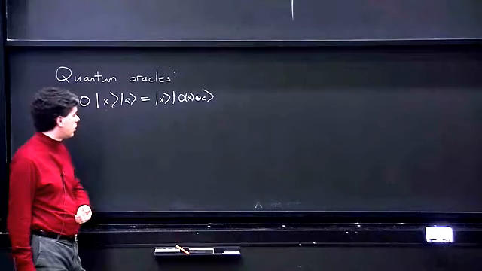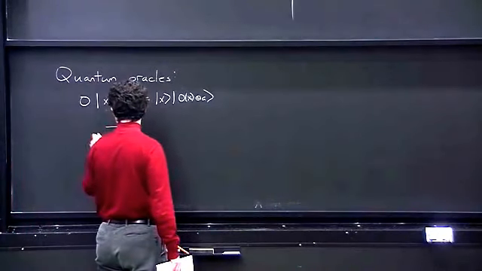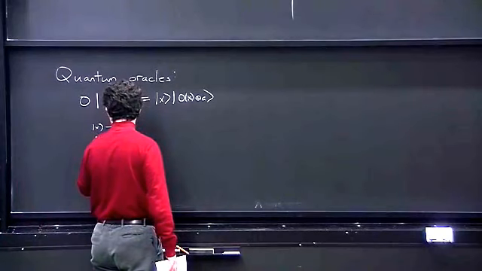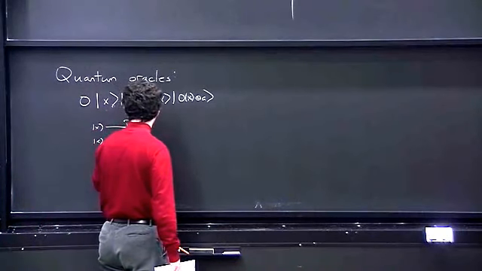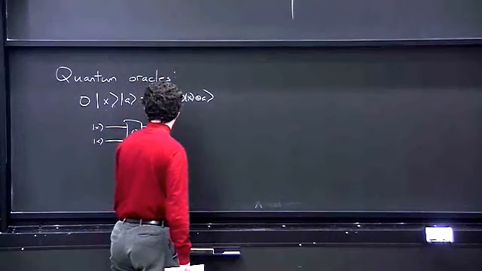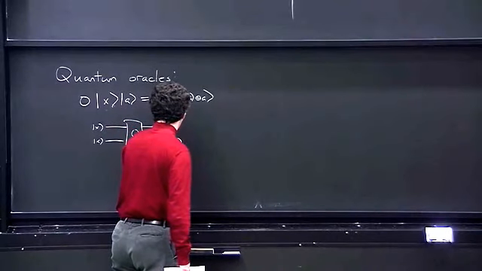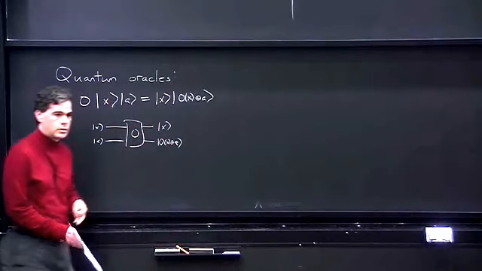OK? So this definition makes sense. And you usually draw them something like this. You'll have the input register, and you'll have a big box for the oracle. And then here we have x. Here we have O of x plus a. OK?